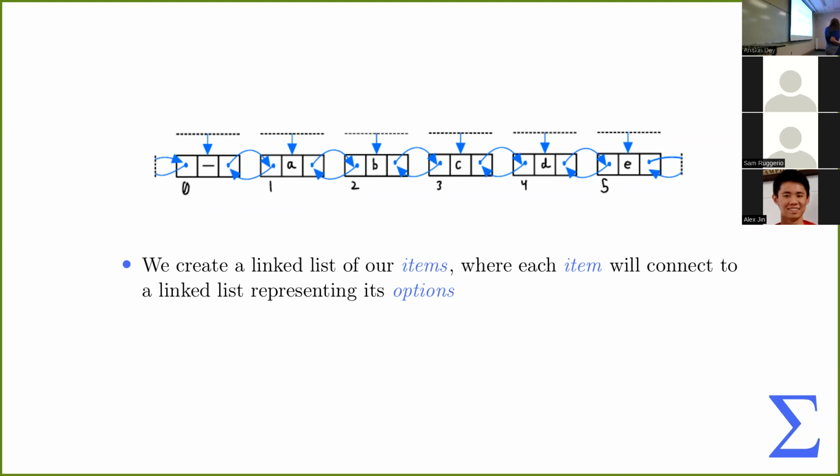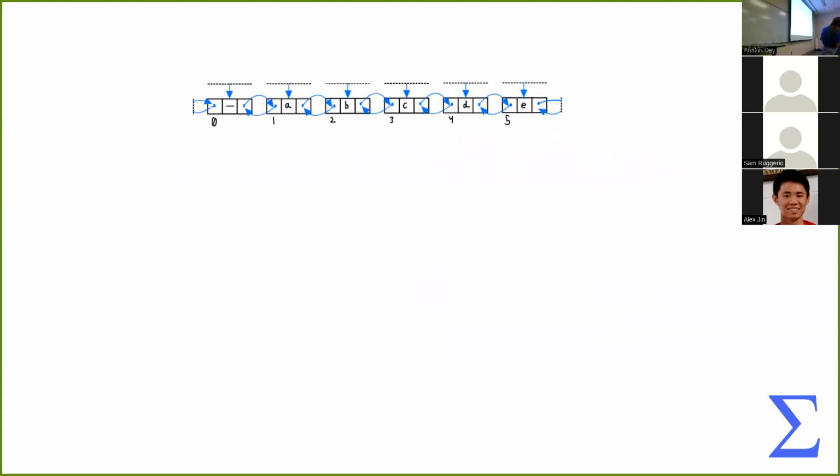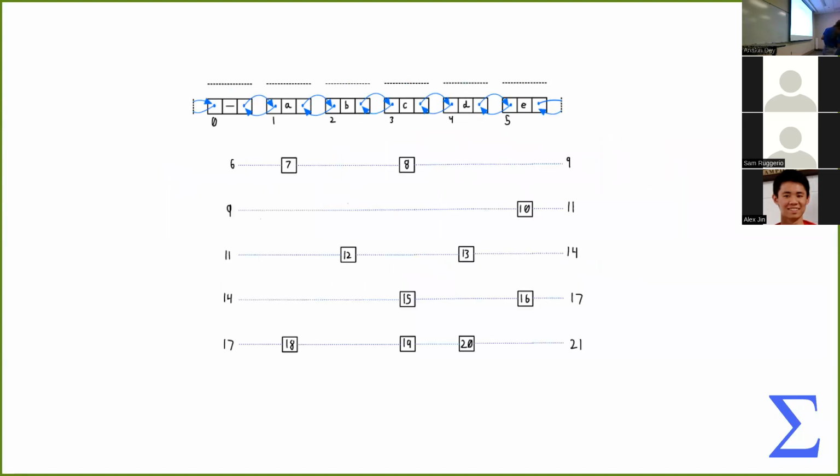So at the top is this horizontal linked list. And also note that it's circular, because why not? Each of these items is then also going to have another linked list coming down from it, and that's going to represent all of the options that we can use to cover that item. So it's easy to see with a picture.